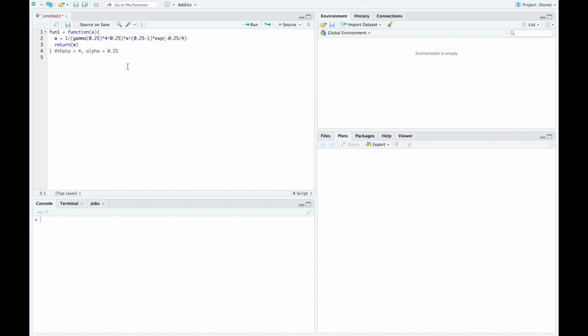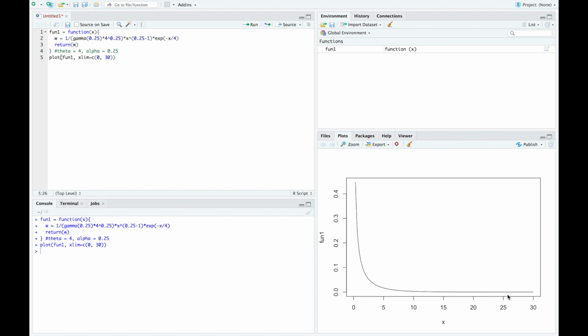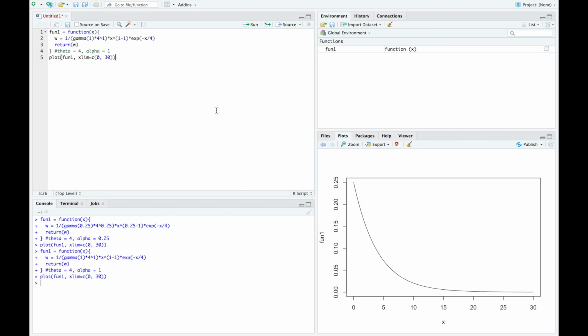Now that I have that, I can plot this function. So we can plot this where x goes between 0 and 30, where theta is equal to 4 and alpha is equal to 0.25. And when we do, we have our graph here. We can see it starts very steep and then drops off and continues to decrease, but not as quickly. Changing alpha equal to 1, we can see that it still has this same shape, although it doesn't start as high, and it's not quite as steep at the beginning.